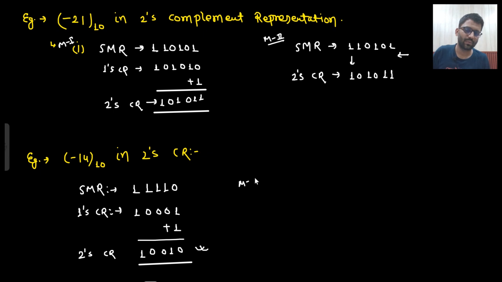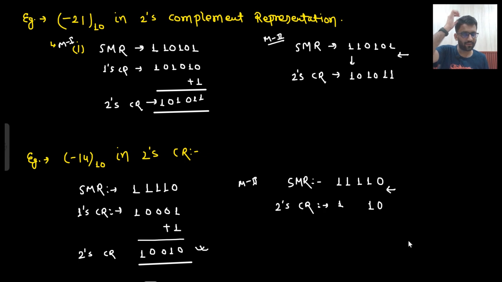Now method 2. First I will write SMR. That is 1, 1, 1, 1, 0. Then I directly can write 2's complement representation. How will I write? Sign bit as it is. I will start from here. I am getting 0. Okay. I will wait till I get 1. I am getting 1 now. Yeah, I have got 1.